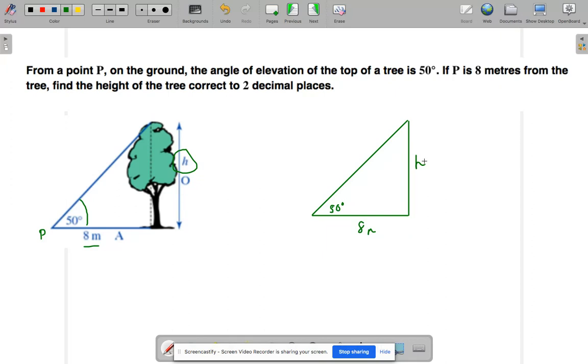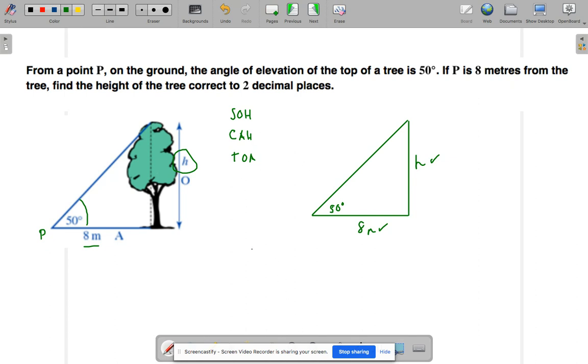So now it becomes like the questions we've been doing in class, finding sides. So now we look at our SOHCAHTOA rules. Sine equals opposite over hypotenuse. Cosine equals adjacent over hypotenuse. Tan equals opposite over adjacent. So here, with 50 degrees being our angle, we're dealing with the opposite, which is H, and the adjacent, which is 8. So we're going to use tan.